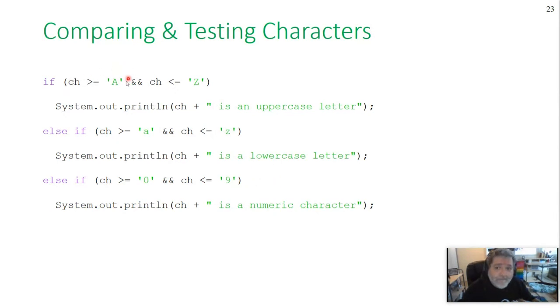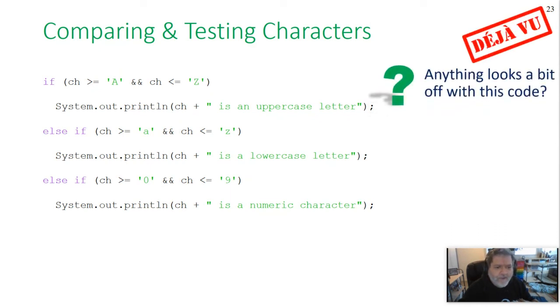So once you know that, if you want to check, for example, let's say that I have a variable ch of data type char, right? I want to check if that character is actually an uppercase letter. I can write it like that. If ch greater or equal to 'A' and ch lesser or equal to 'Z', single quotes, character literal, then I can say ch is an uppercase letter. If it's between 'a' and 'z', lowercase, it's a lowercase letter. If it's between '0' and '9', it's a numeric character, okay?